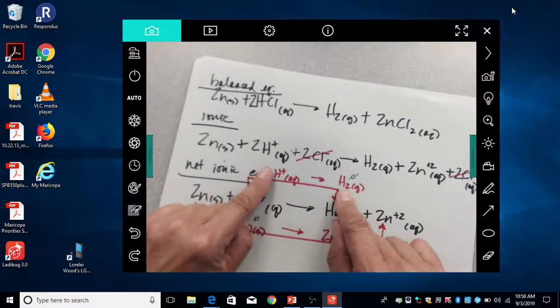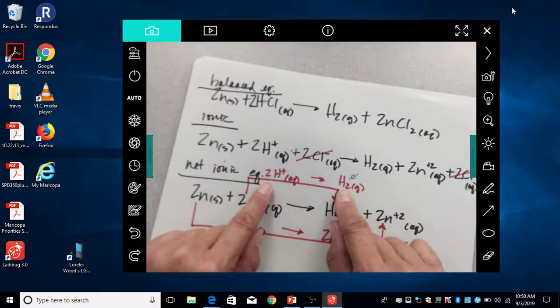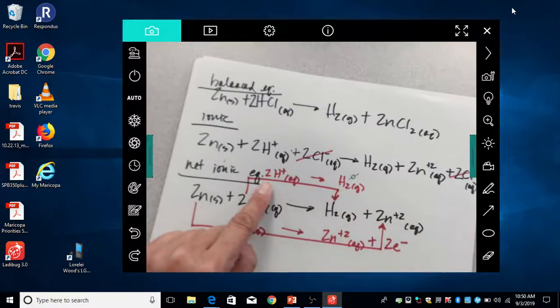what does a single hydrogen ion have to do to become part of this neutrally charged hydrogen gas molecule? It has to gain a single electron. Well, if I have 2 of those pieces of hydrogen, each of which has to gain a single electron, how many electrons should be gained? 2. If 2 electrons have to be gained, where would I put those? On the reactant or the product side?